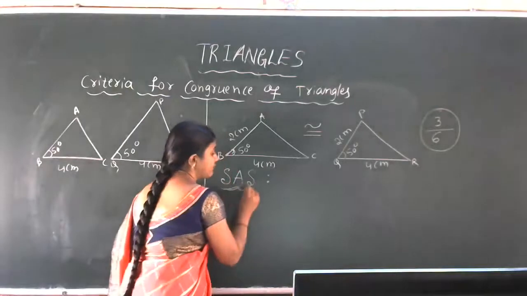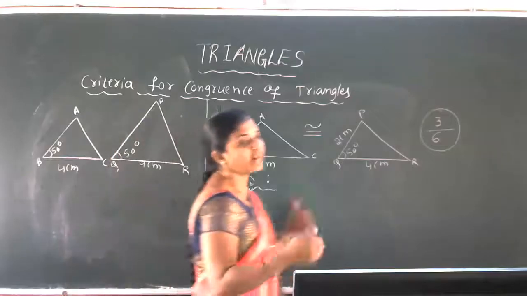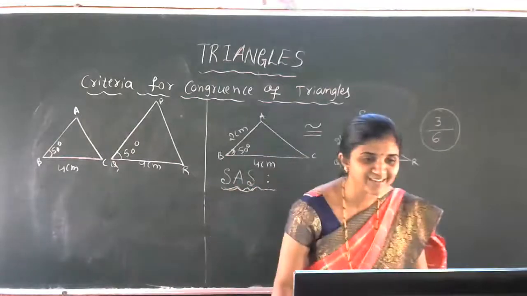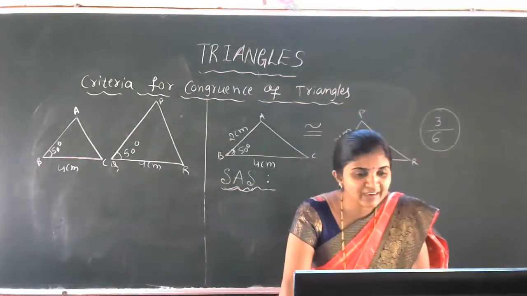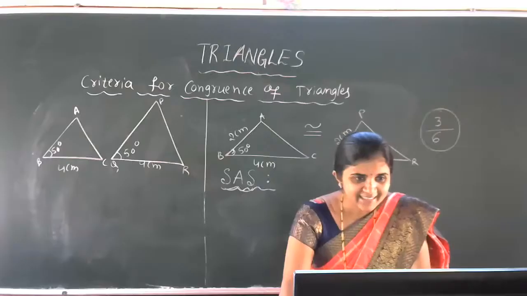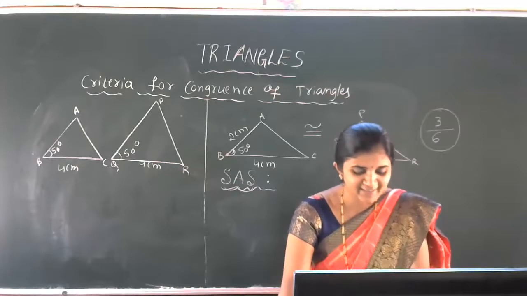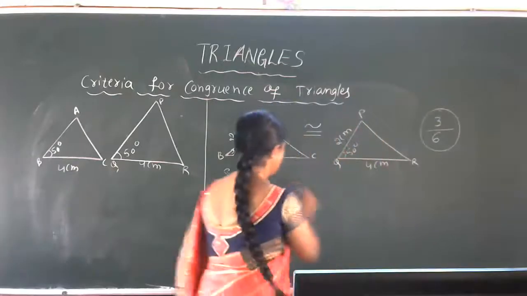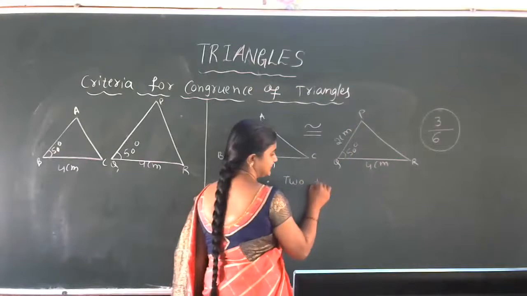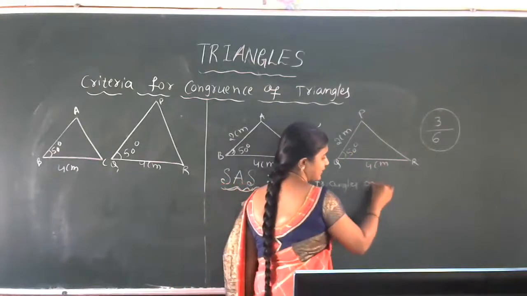So our first criteria for congruency is SAS. Can we define SAS congruency criteria? What is the definition of SAS congruency criteria? Can anyone try to give the definition for SAS congruency of triangles? Two triangles are congruent.